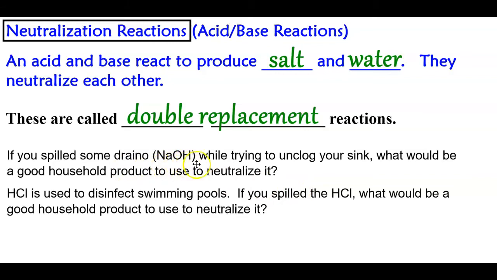If you spill liquid Drano while trying to unclog your sink, what would be a good household product to use to neutralize it? Well, liquid Drano, sodium hydroxide, is a base. So you want to find an acid to neutralize it. Find the opposite. A weak acid would be safer, something like vinegar. Hydrochloric acid is used to disinfect swimming pools, so that's an acid. If you spilled the hydrochloric acid, what would be a good household product to use to neutralize it? You want to use the opposite, a base. And a good household base would be some baking soda.